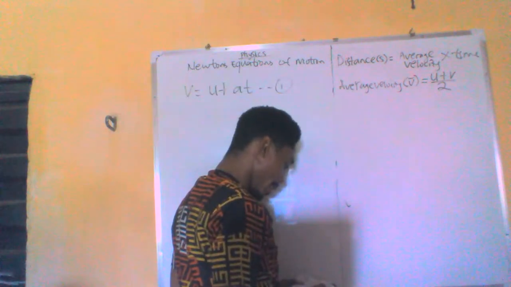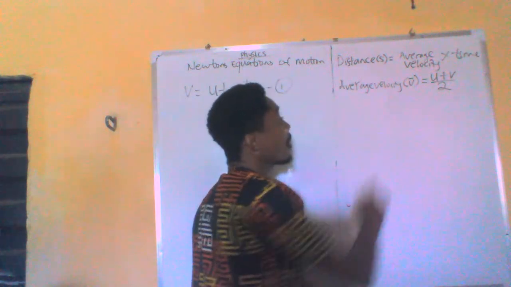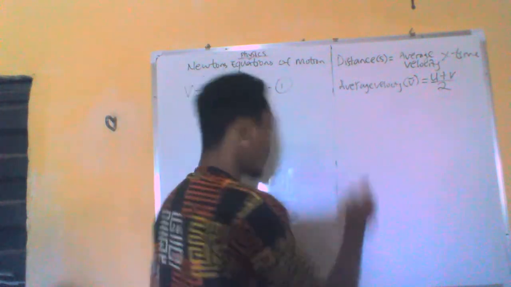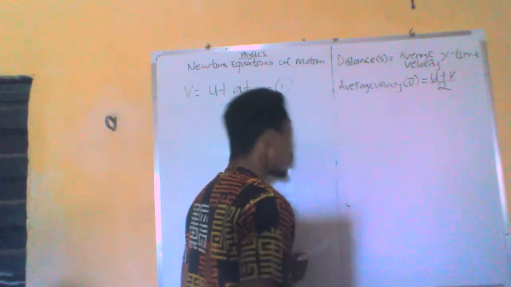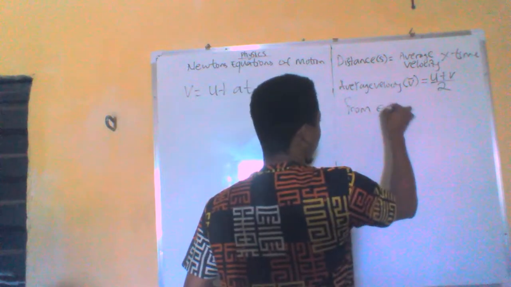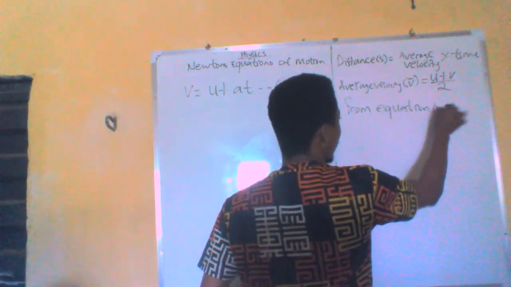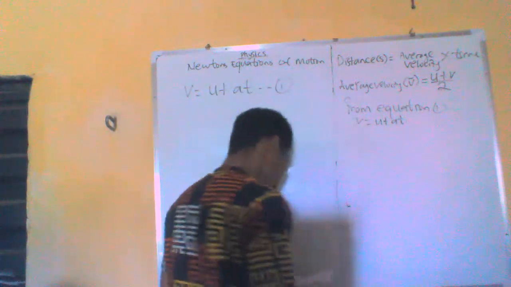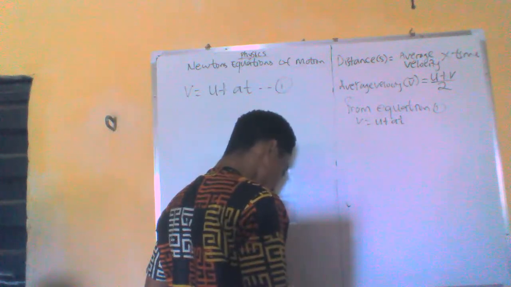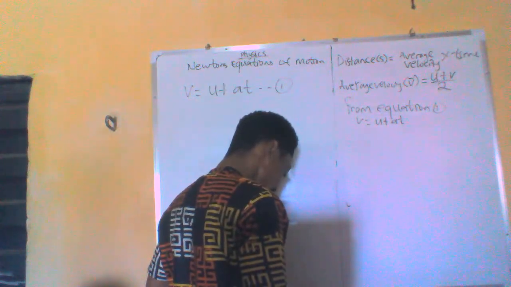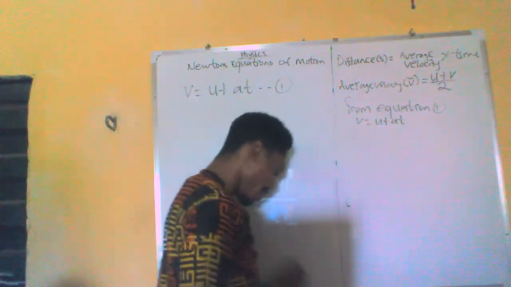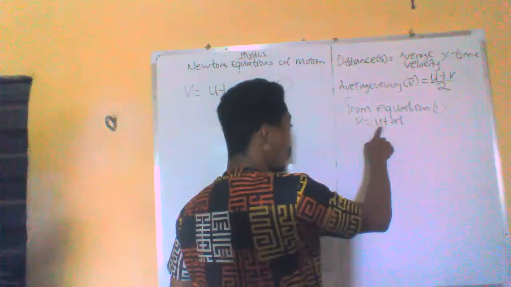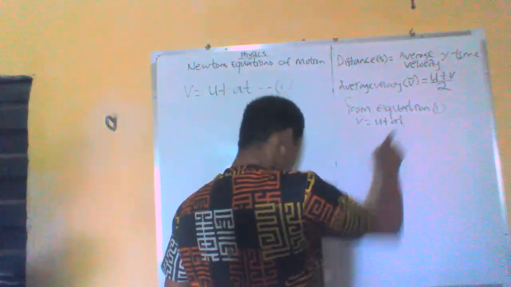That simply means that my V bar is given as U plus V all over 2. From equation 1, don't forget equation 1, that says that V is equal to U plus AT. So from equation 1, what am I going to do? If that is my V bar, and equation 1 gives me that V is equal to U plus AT, all right?